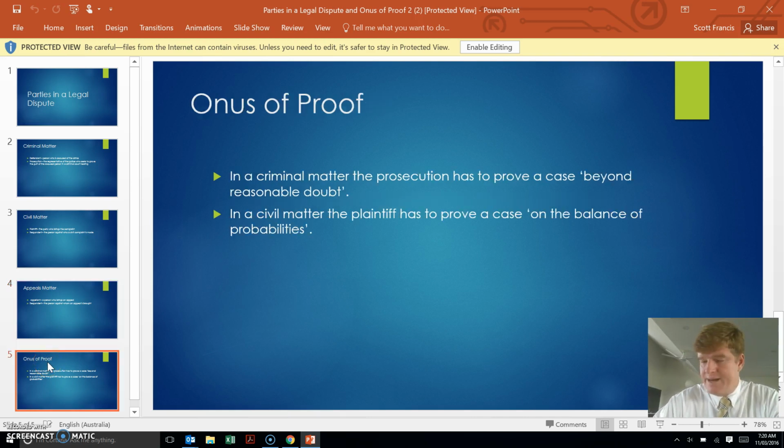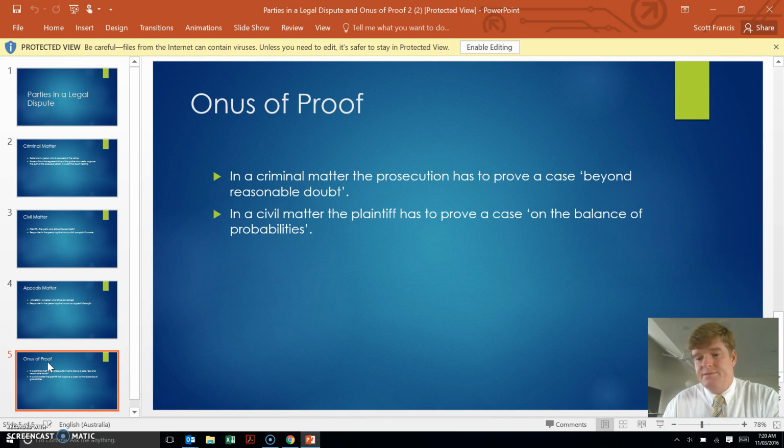Importantly, in a criminal matter, the prosecution has to prove a case beyond reasonable doubt. In a civil matter, it's on the balance of probabilities. And remember that one of the key questions that we often come across is what's the difference between a criminal and civil court? So here's one of them. Another might be that in a criminal matter, you generally have a jury that hears it.